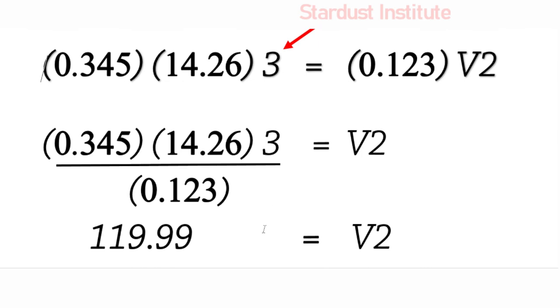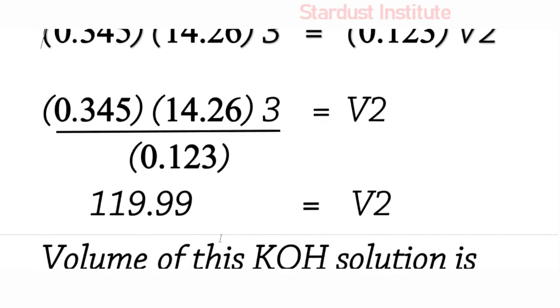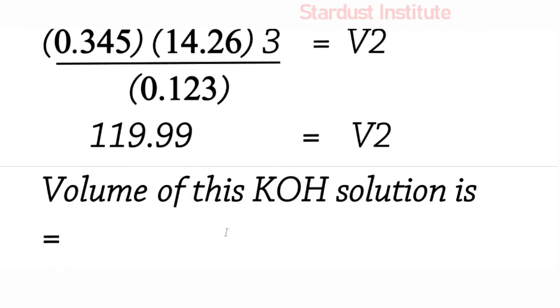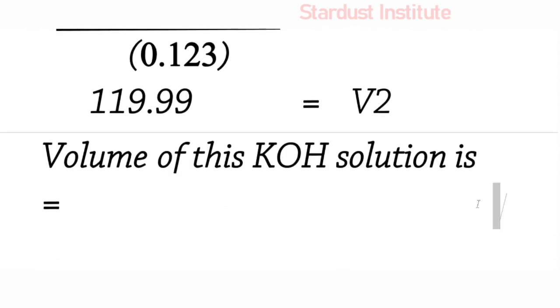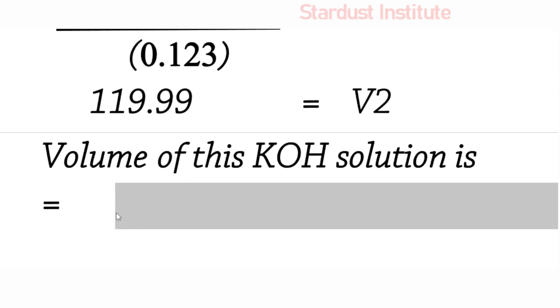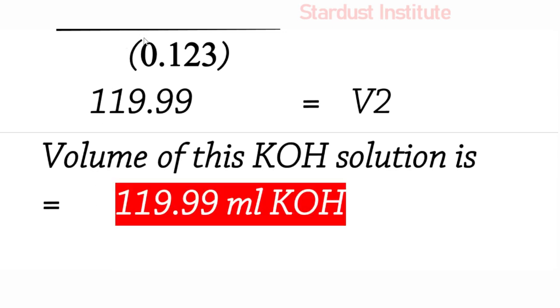V2, by simplifying this, we can get the answer 119.99. Volume of this KOH solution is 119.99 milliliters, V2.